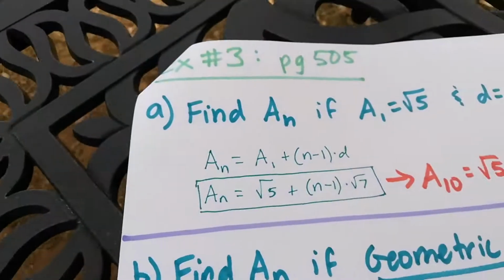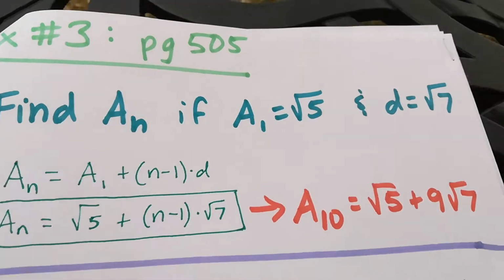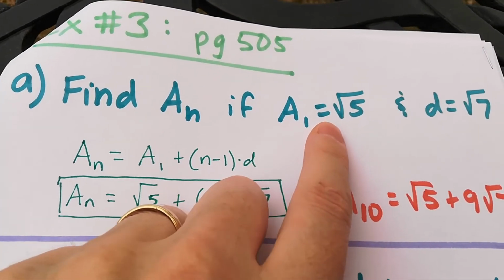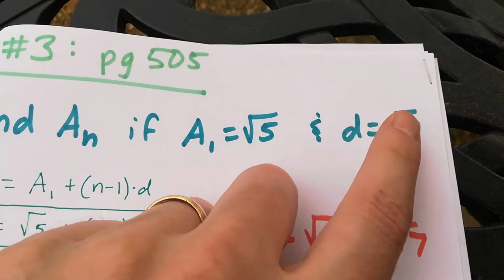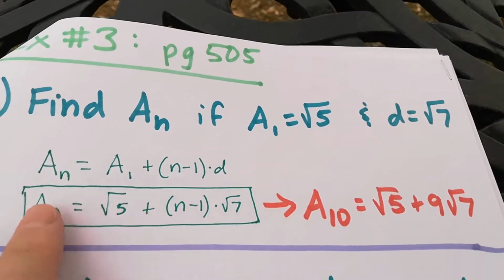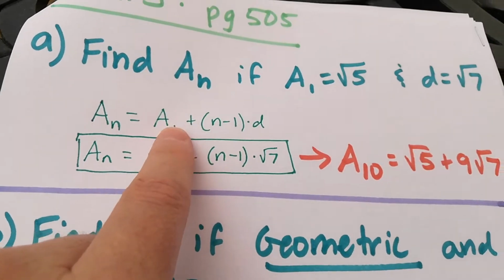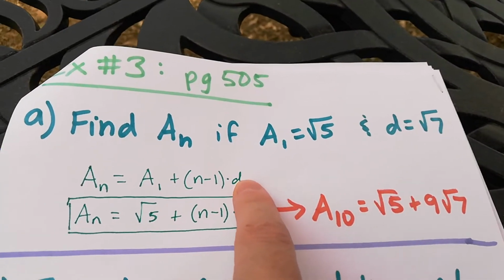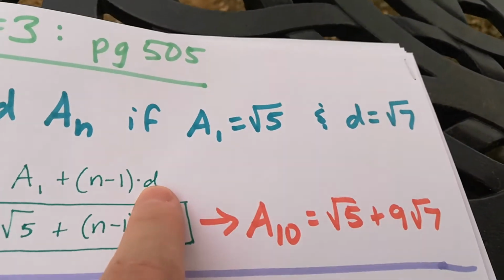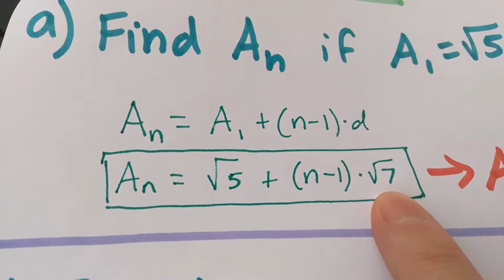Example 3. Now we're dealing with page 505, and we're going to be trying to find a sub n and also a sub 10, a specific term in our sequence. Example 3 says, find a sub n if our starting point is the square root of 5, and our common difference is the square root of 7. So we plug it into our original default equation: my a sub 1 goes in as the square root of 5, and my D is the square root of 7. There's my equation.